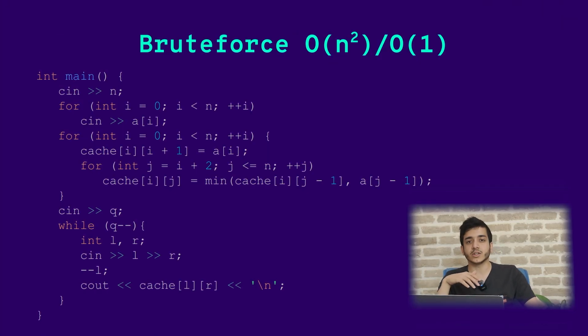Here we have another naive approach with O(N^2) pre-process and O(1) per query. The trick behind this solution is we cache or pre-process all of the possible queries that we can face. And then when we receive a query, we simply print the answer and that's it.